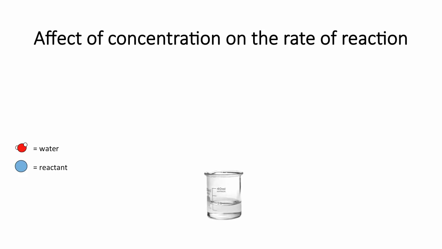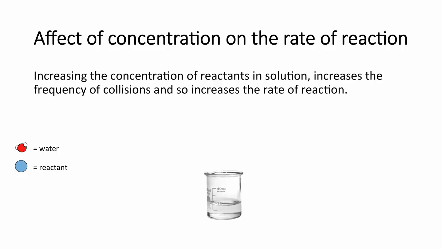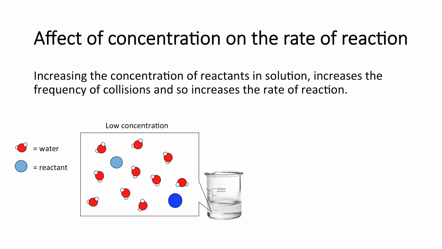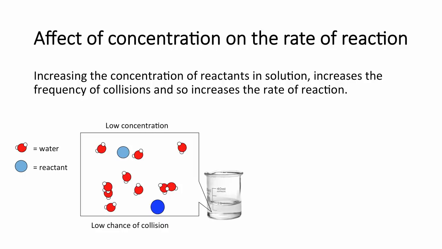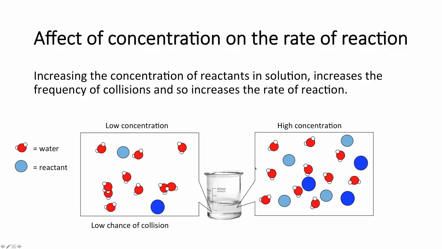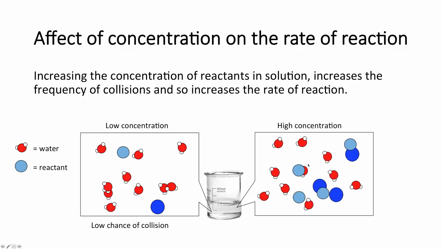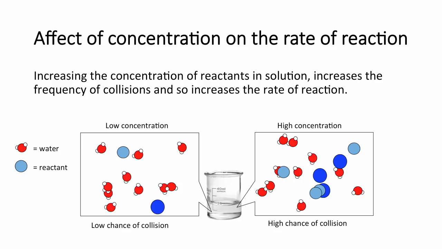Effect of concentration on the rate of reaction. Increasing the concentration of reactants in solution increases the frequency of collisions and so increases the rate of reaction. At low concentration, we have a small amount of reactants compared to solvent, water. As a result, there is a lower chance of collision. At higher concentration, i.e. a greater amount of reactants per solvent, there is a higher chance of collision and so an increase in the rate of reaction.